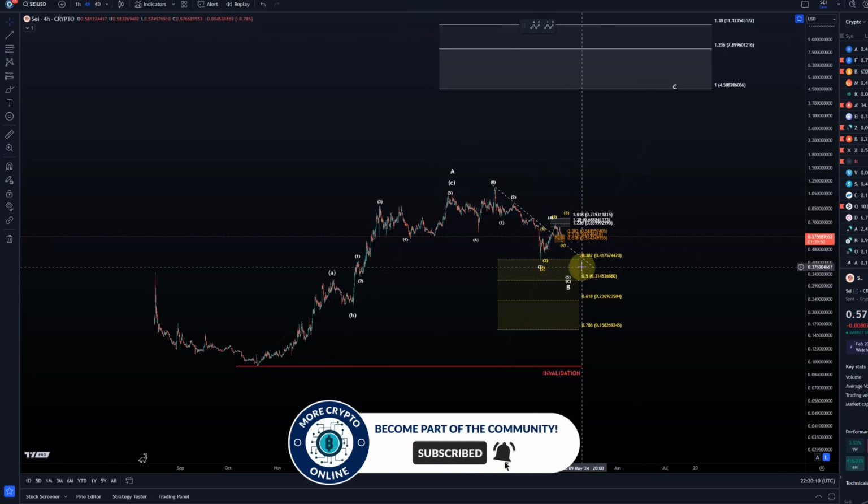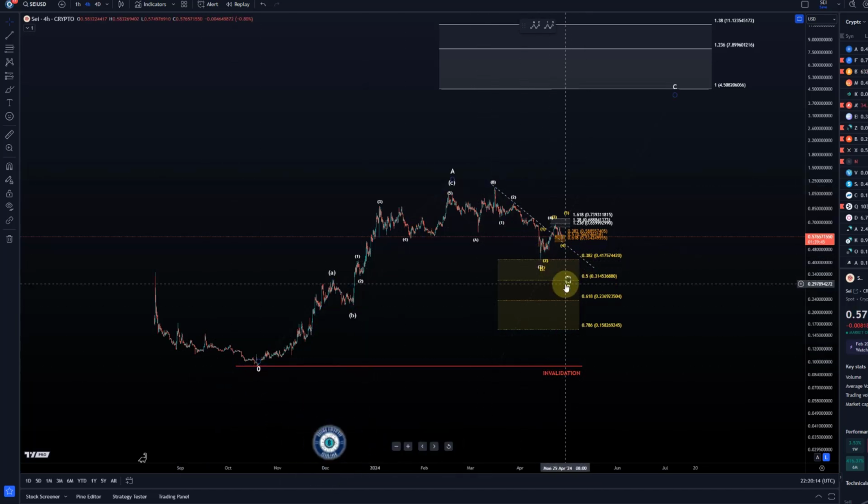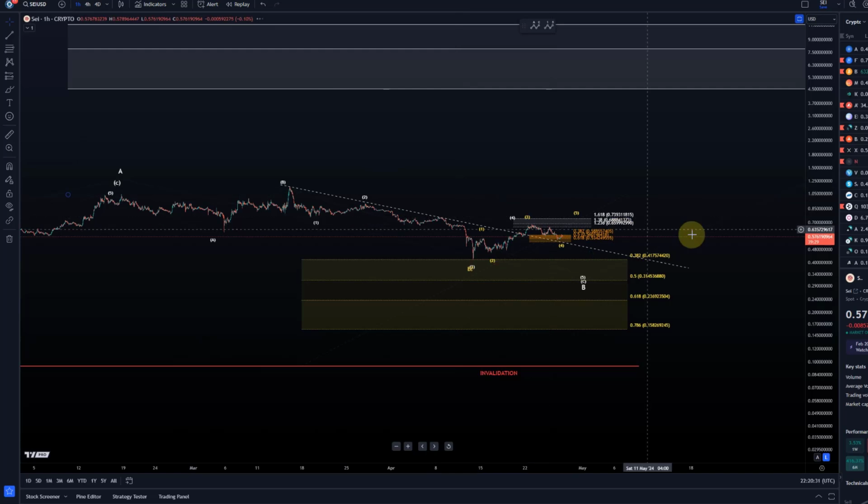But technically, I just want to highlight, this is the invalidation point for an A-B setup, but we know that a B wave would technically reverse in this region with a high likelihood, between 41.7 cents and 15.8 cents. But I would doubt that we go down that much. Okay, so it's even possible that we've already bottomed.